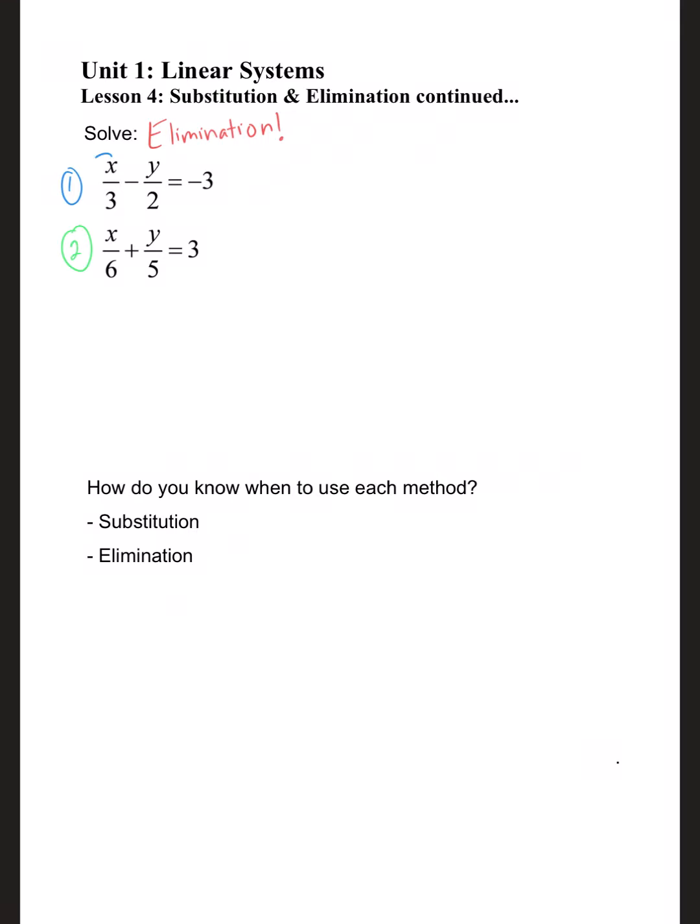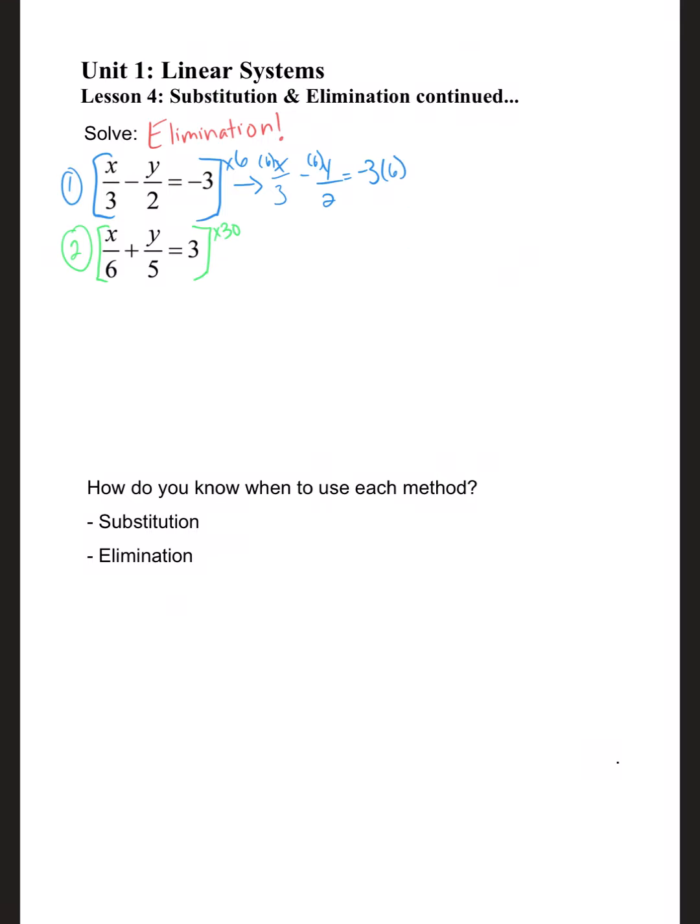So if I think about equation 1, in order to clear the fraction, I need to multiply by the lowest common denominator. So in this case, we're going to multiply by 6 to clear the fraction. And on equation 2, I have a denominator of 6 and 5. So my lowest common multiple is going to be 30 here. So let's multiply everything through by 6 and see where that gets us. So I'm going to do x over 3, and I'm going to multiply this by 6. I'm going to do y over 2 and multiply that by 6. And then finally I'm going to do a negative 3 times 6.